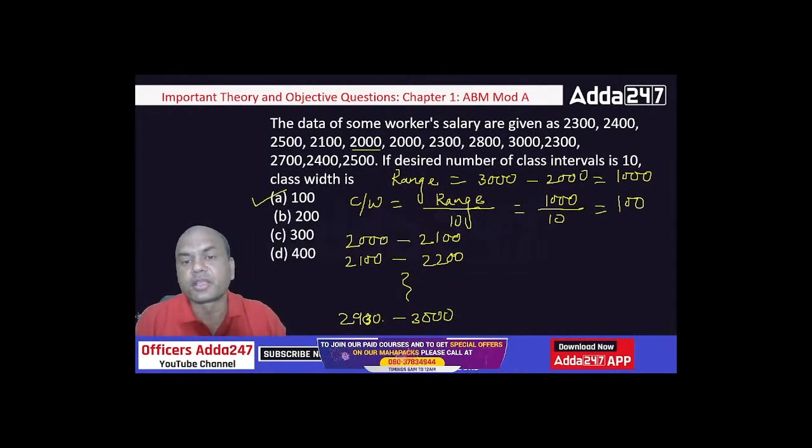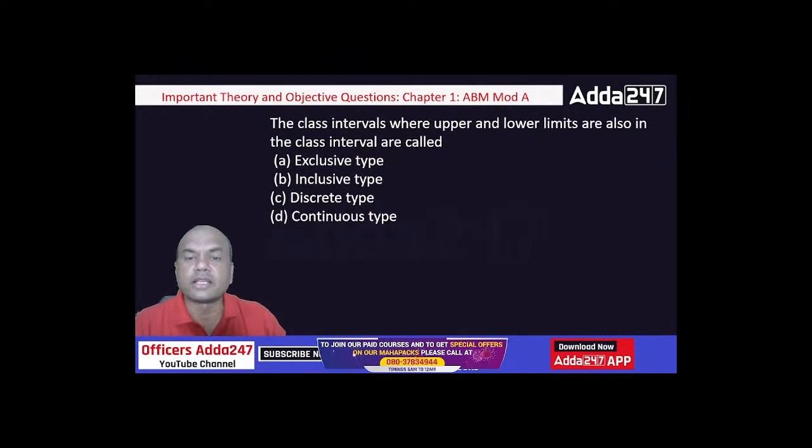So remember, class width always means the constant difference between the upper number and the lower number, or maximum minus minimum of that class. The class interval where the upper and the lower limits are also in the class interval is called, now this is a typical question. Just now we saw this.